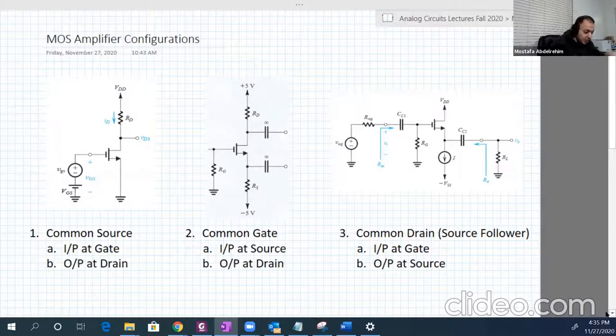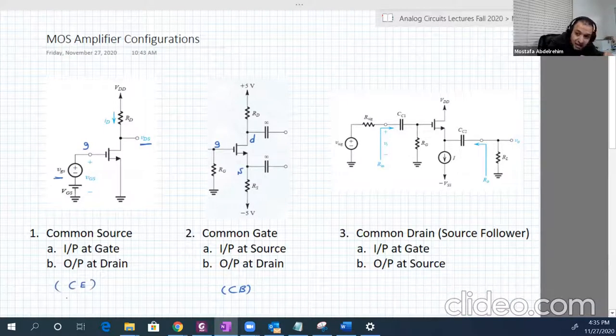The basic configuration is the common source. In the common source, the input is at the gate, and the output is at the drain. That's why it's called the common source. In the common gate amplifier, the input is at the source and the output is at the drain. This is just like common base in BJT, and the common source is like common emitter in BJT.